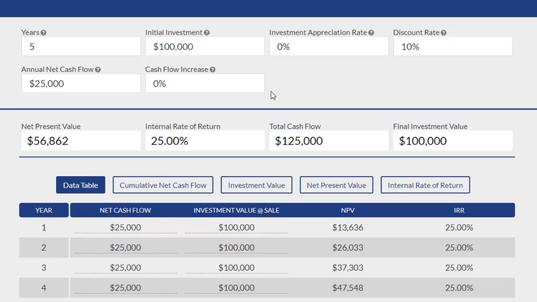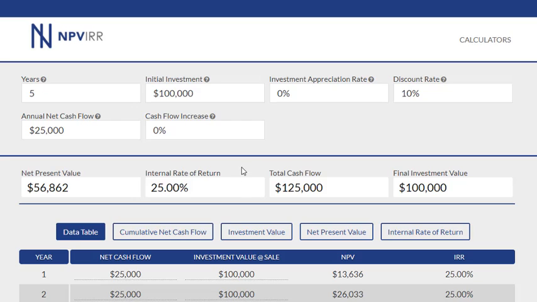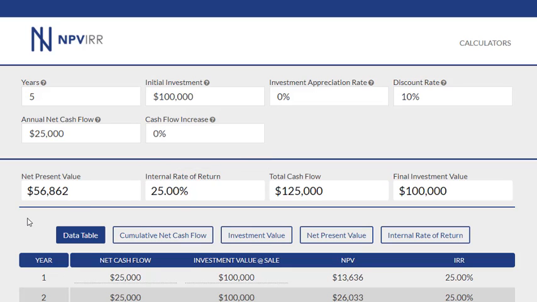By entering these numbers and assuming that we can someday sell our investment for $100,000, the same price we paid for it, we have a calculated IRR of 25%. Even simple math could figure that out. This is assuming we can sell our initial investment back at the end of the 5 years for the same price for which we bought it.